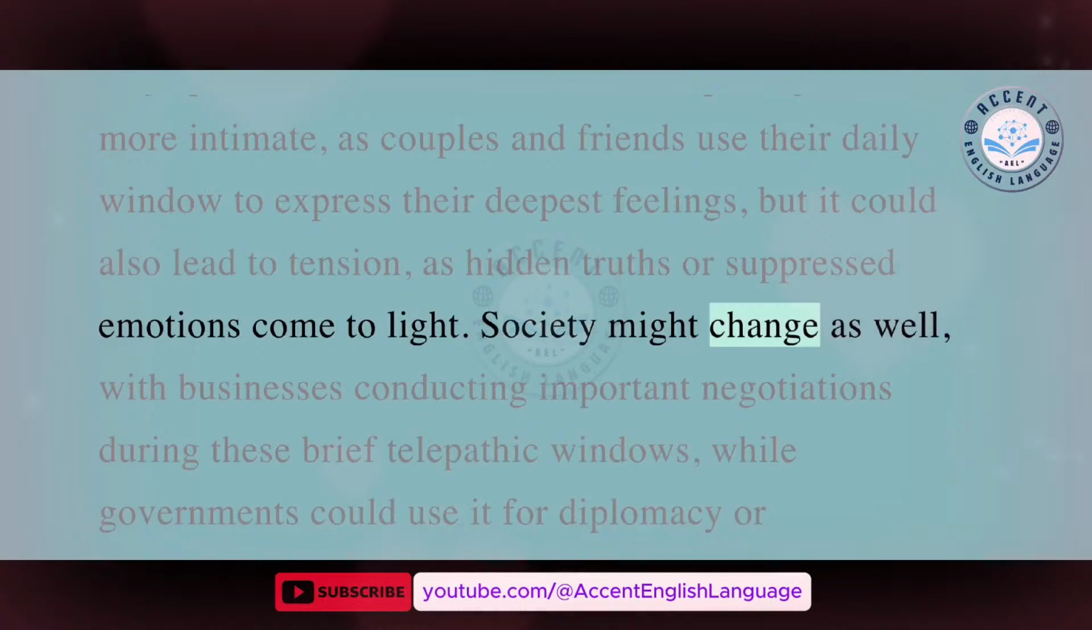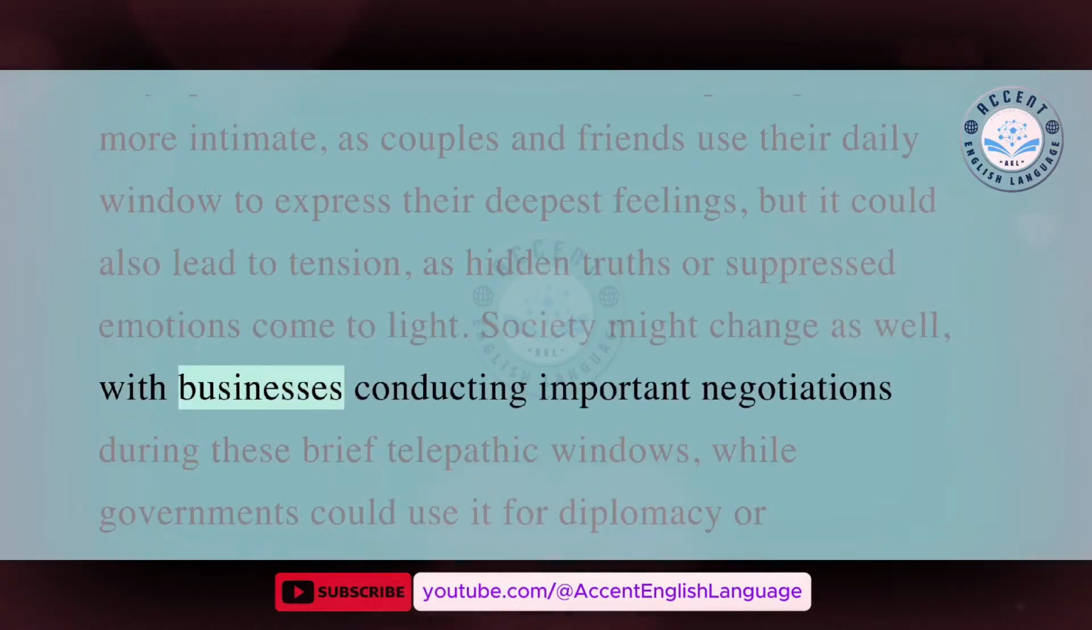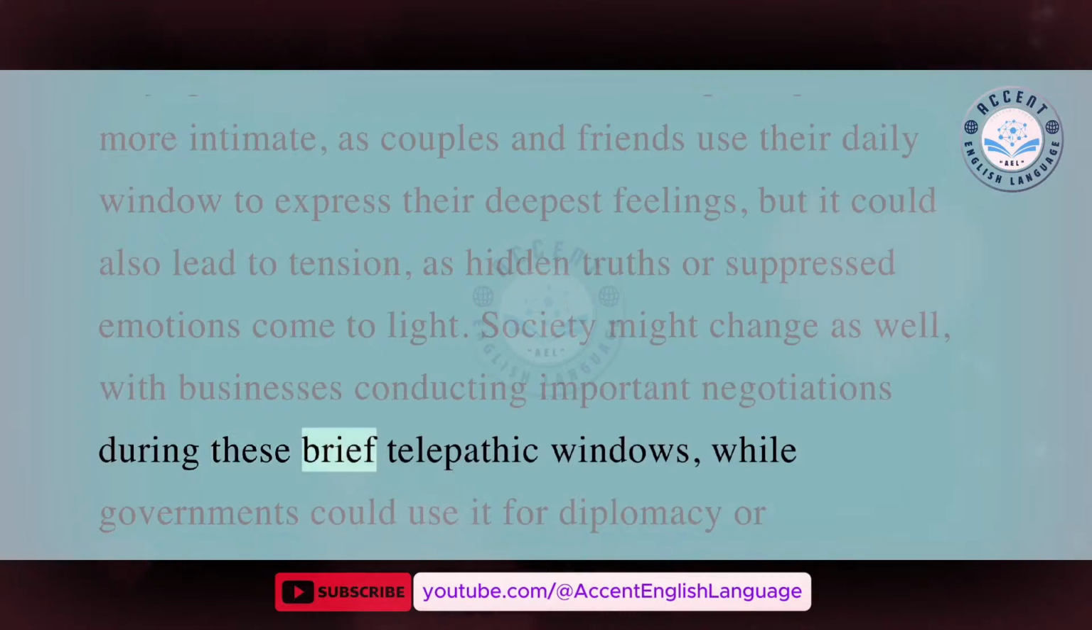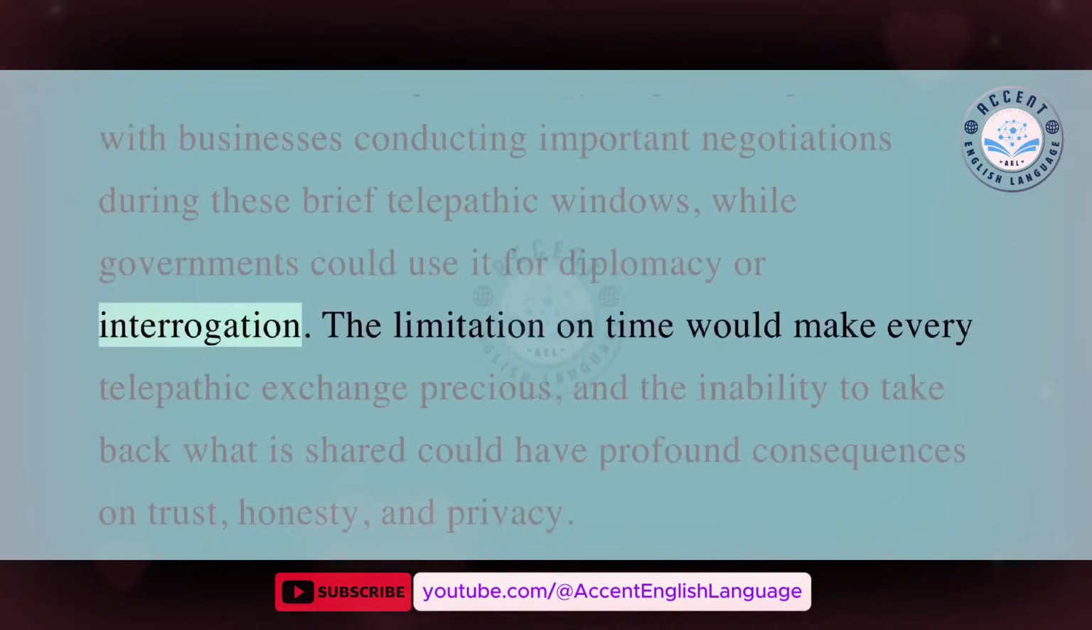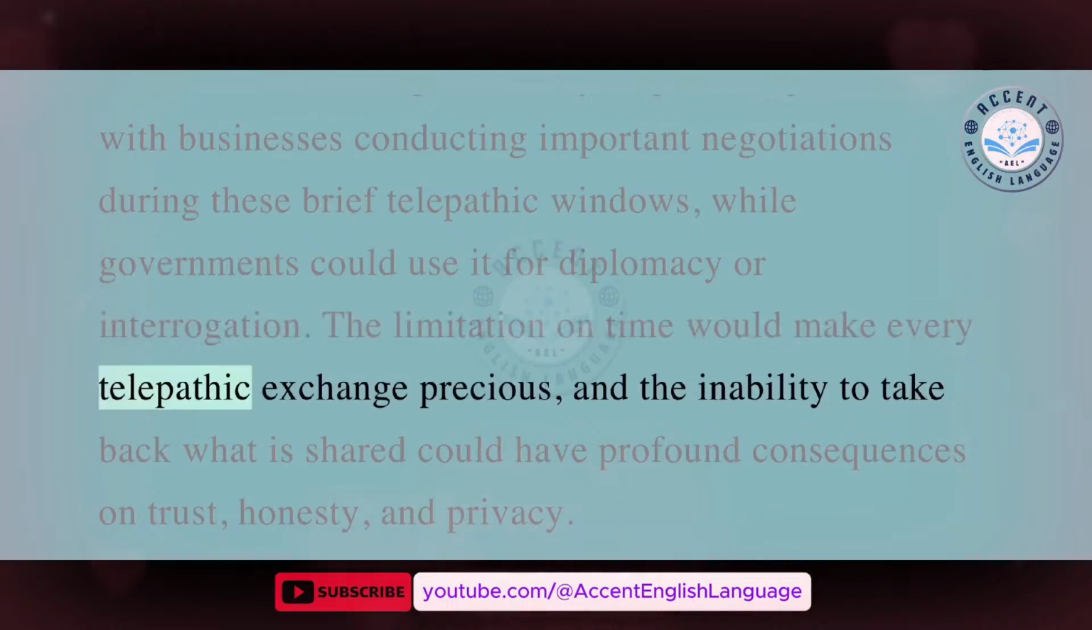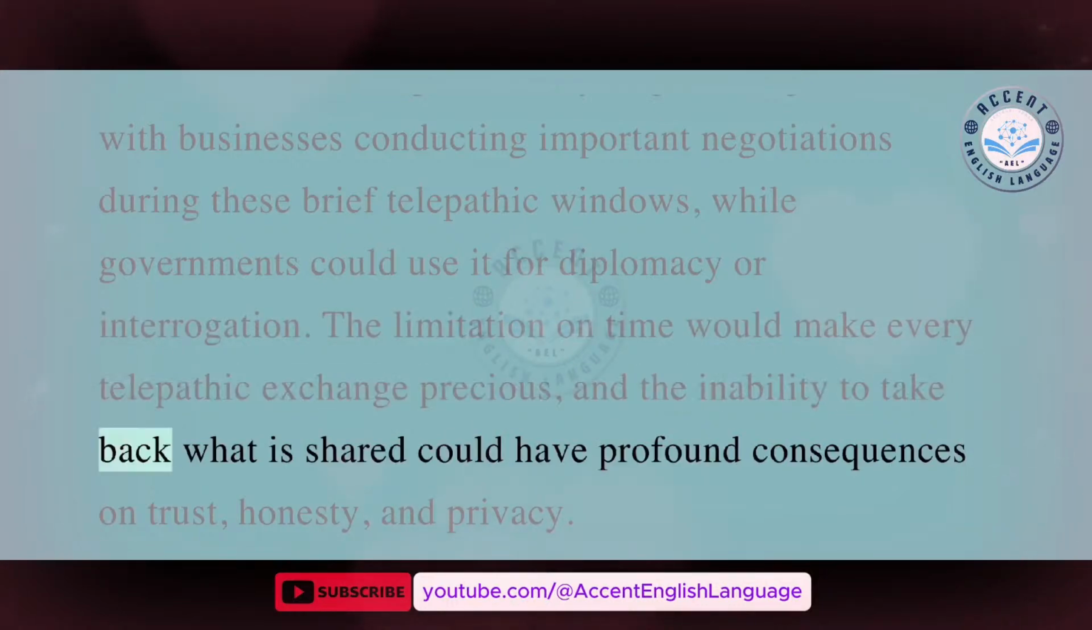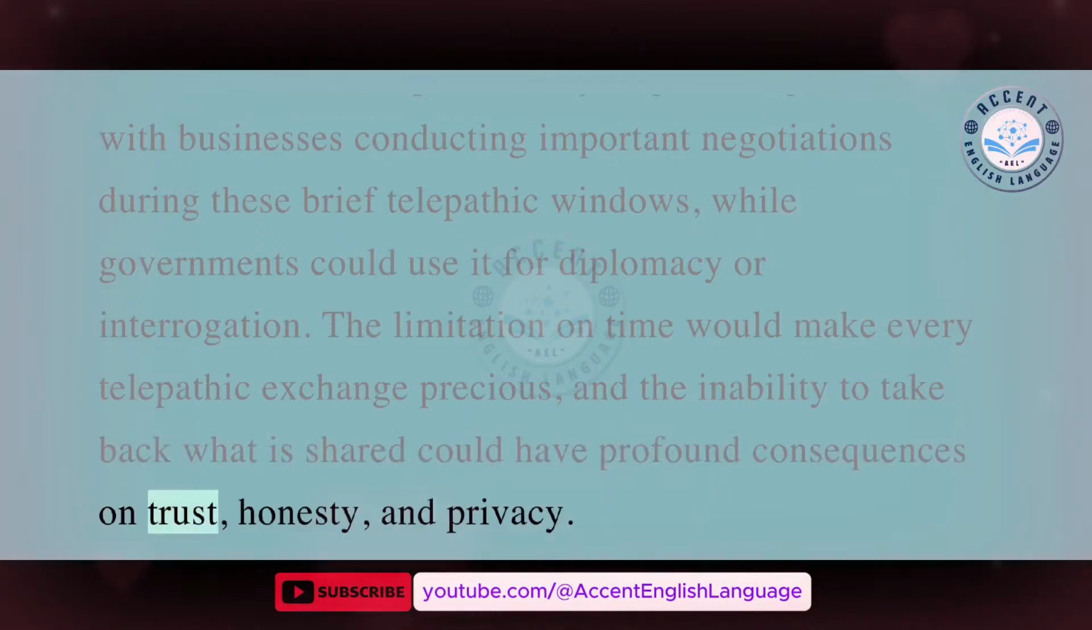Society might change as well, with businesses conducting important negotiations during these brief telepathic windows, while governments could use it for diplomacy or interrogation. The limitation on time would make every telepathic exchange precious, and the inability to take back what is shared could have profound consequences on trust, honesty, and privacy.